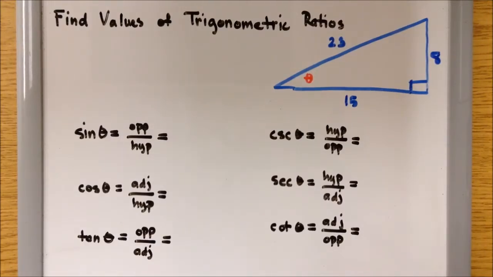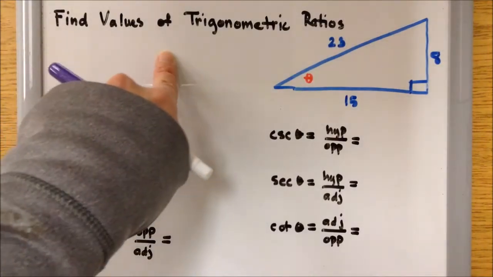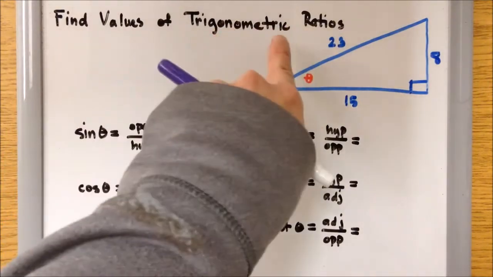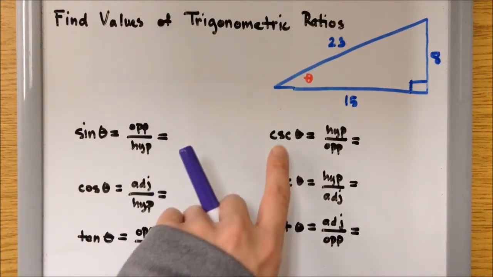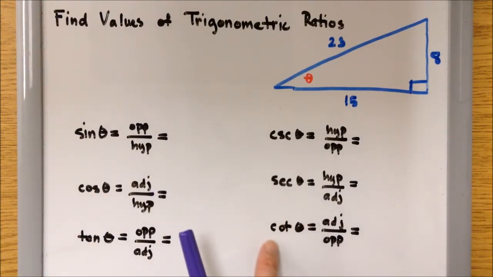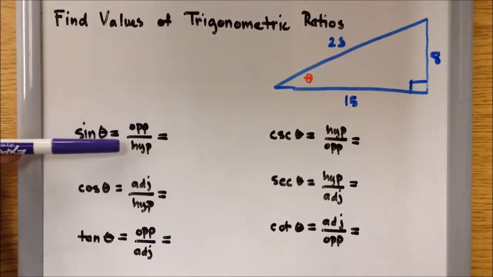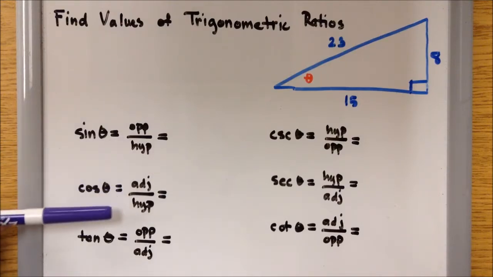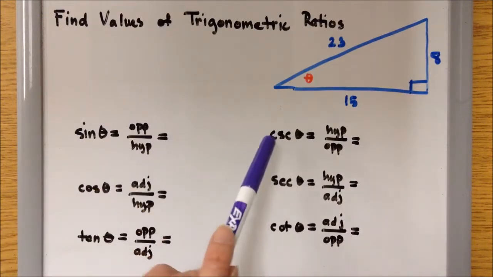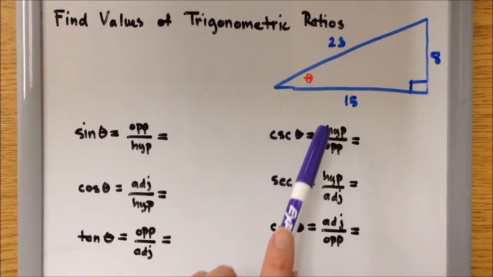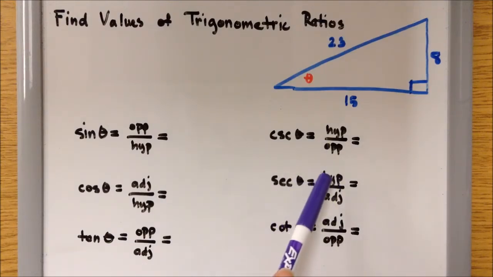In this example, it asks you to find values of trigonometric ratio, or trig ratio, meaning sine theta, cosine theta, tangent theta, cosecant theta, secant theta, and cotangent theta. So again, if we review, sine theta is opposite over hypotenuse, cosine theta is adjacent over hypotenuse, tangent theta is opposite over adjacent, cosecant theta is hypotenuse over opposite, secant theta is hypotenuse over adjacent, cotangent theta is adjacent over opposite.